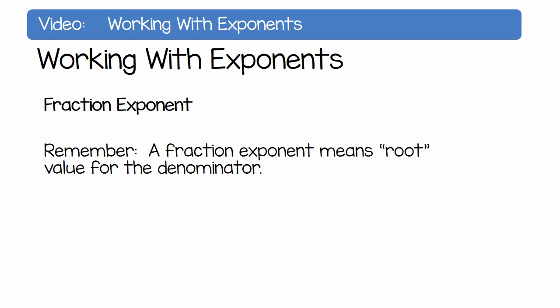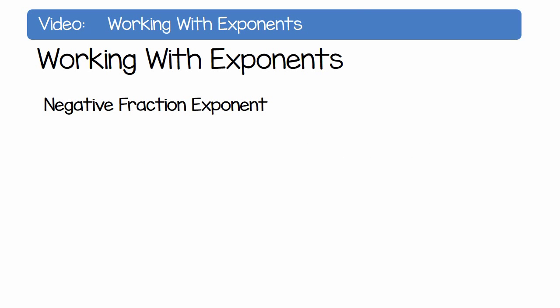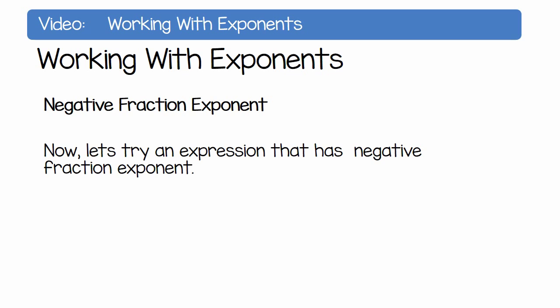Remember, a fraction exponent means root value for the denominator. 8 to the exponent 1/3 would mean the cube root of 8, which of course is 2. Now, let's try a negative fraction exponent. Here is an example. Solve 8 to the exponent negative 1/3.